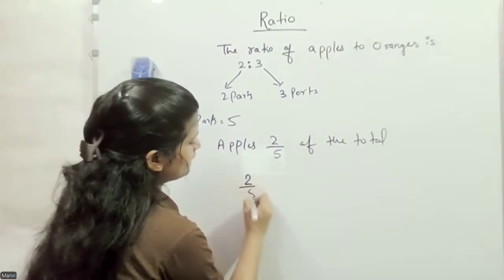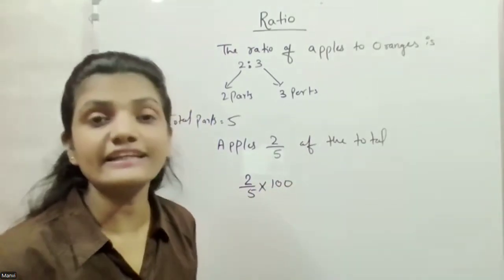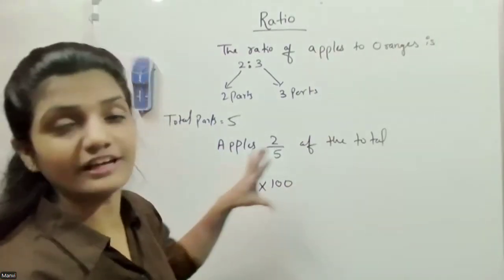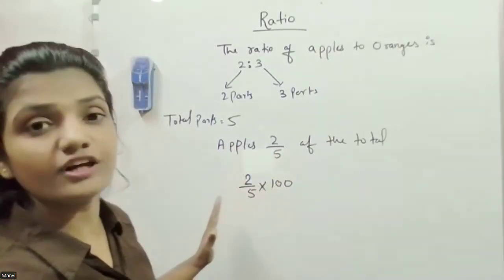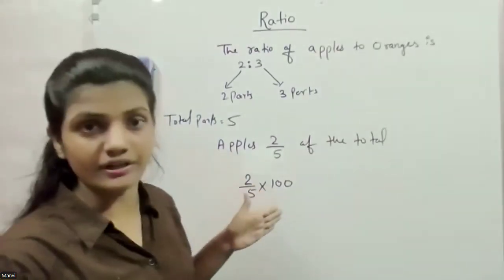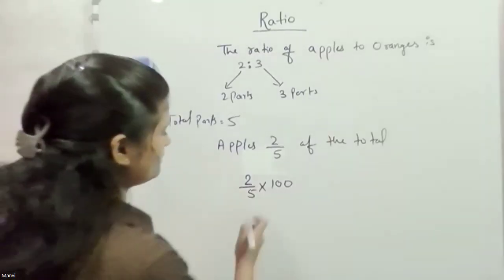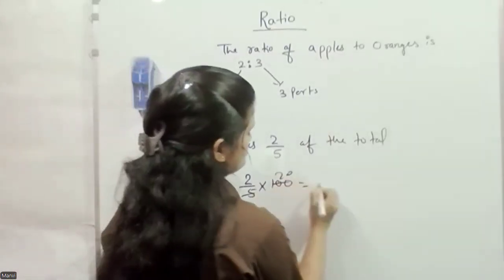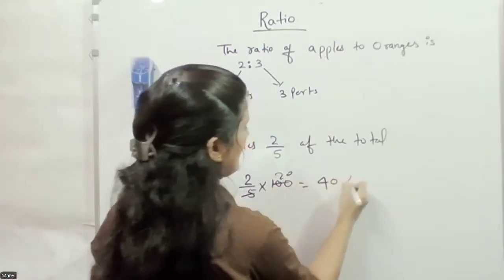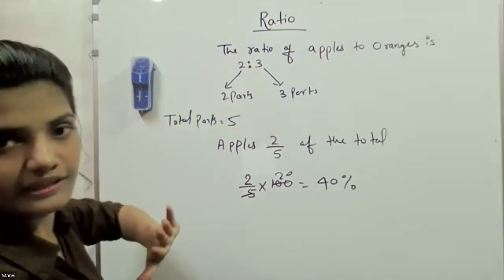The 2/5 times 100. Because we know that if we need to convert a fraction into a percentage, we always multiply that fraction with 100. Right? The answer will be 40. So 40%. We have 40% apple here.